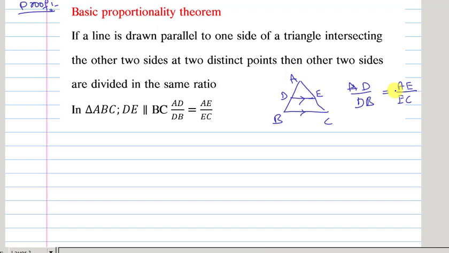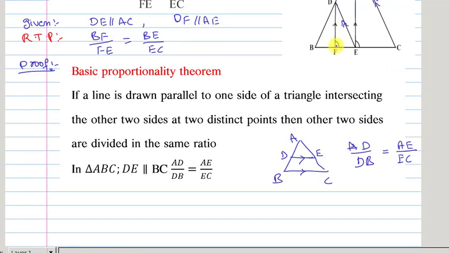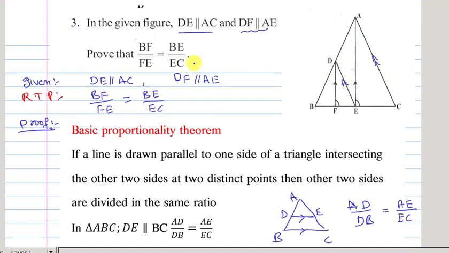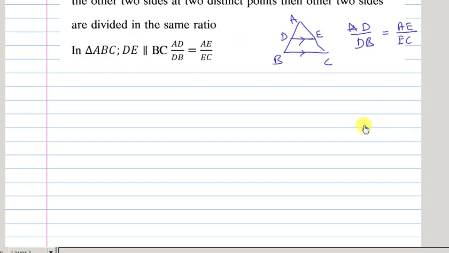Okay, so how are we going to apply this basic proportionality theorem to the given diagram? If you observe this diagram, they mentioned that DE is parallel to AC. Here we are going to divide this diagram into two parts. One is a bigger triangle and the other is a smaller triangle. So let us look at the bigger triangle first.